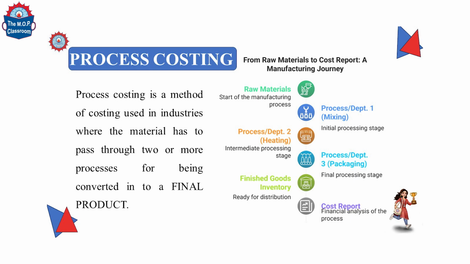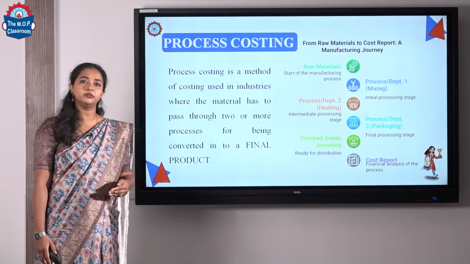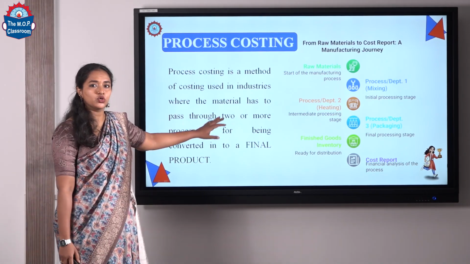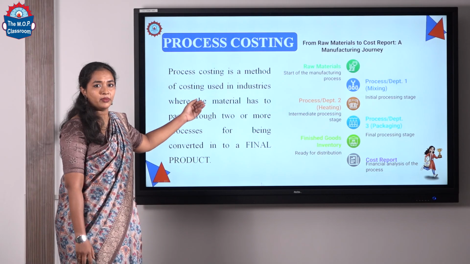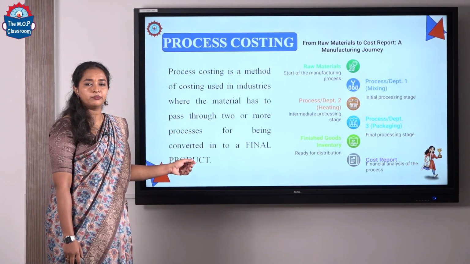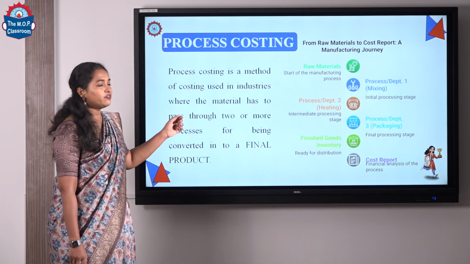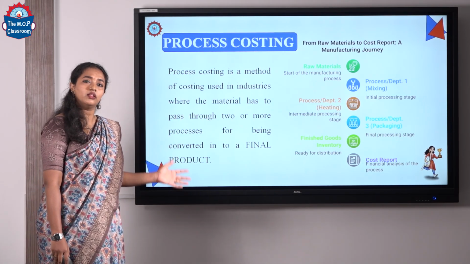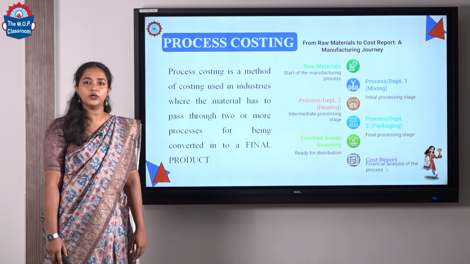Process costing is a method of costing used in industry where the raw material is processed in multiple layers and then converted to a final product. Now here is a flow chart that explains how the raw material is converted to a final product. In this example, we have three processes starting from mixing, then moving on to heating and finally packaging. Once all the processes are done, that's when it's converted to a final product.